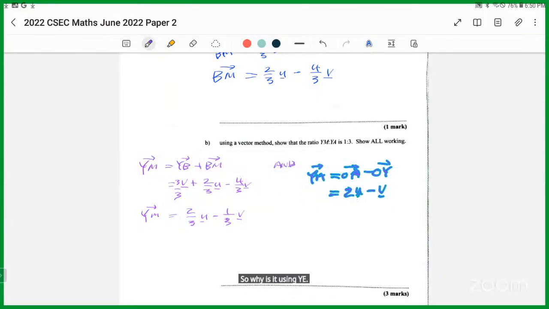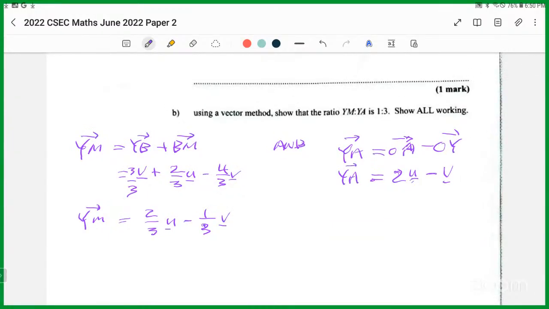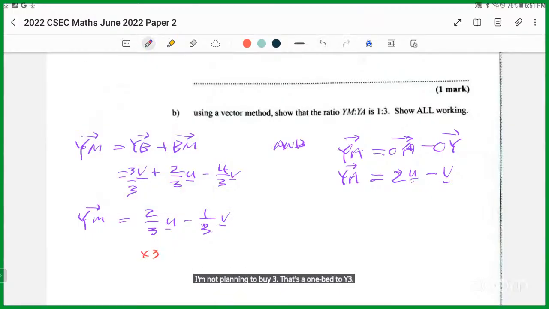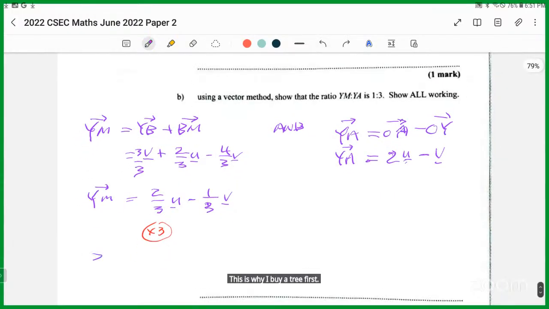Right. So now we have these two vectors to compare. This is the YA. This is the only one with the fraction in it. So we have to get rid of the fraction in this one first by multiplying through by 3. Multiply this side by 3 first. You will get 3YM equals, this becomes 2u, and the minus v, which is the same as this.